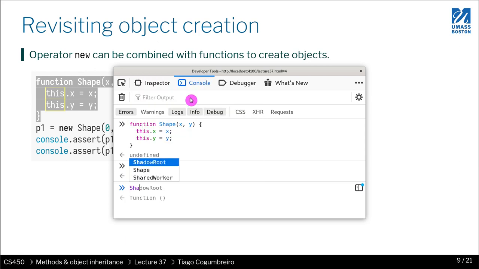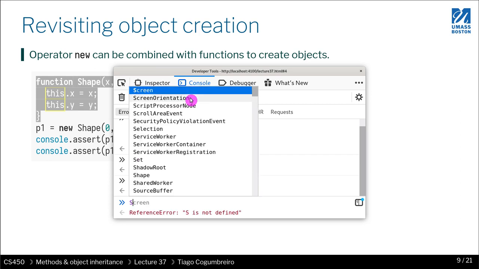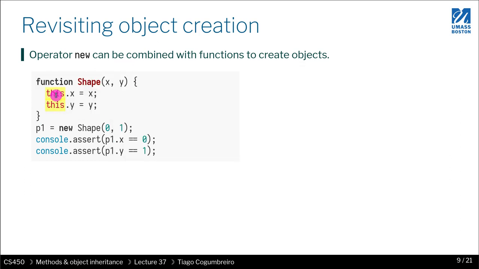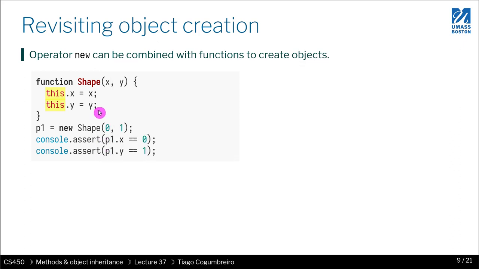But what can I do with it? Well, if I do shape.x, nothing happens. I do shape.y, nothing happens. So you would think that the this would be available in shape, but actually it is not. So if I write shape.x, nothing happens. So it's not returning the mutation. So where are these fields showing up? Where is this special variable appearing?